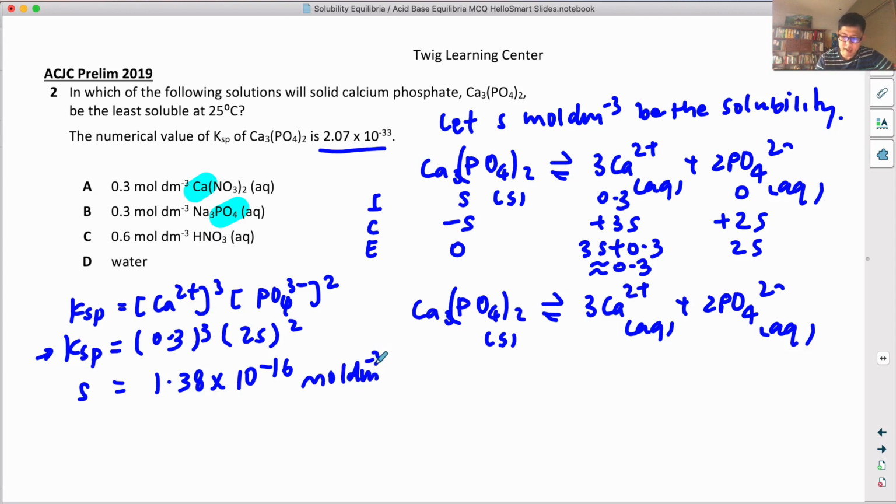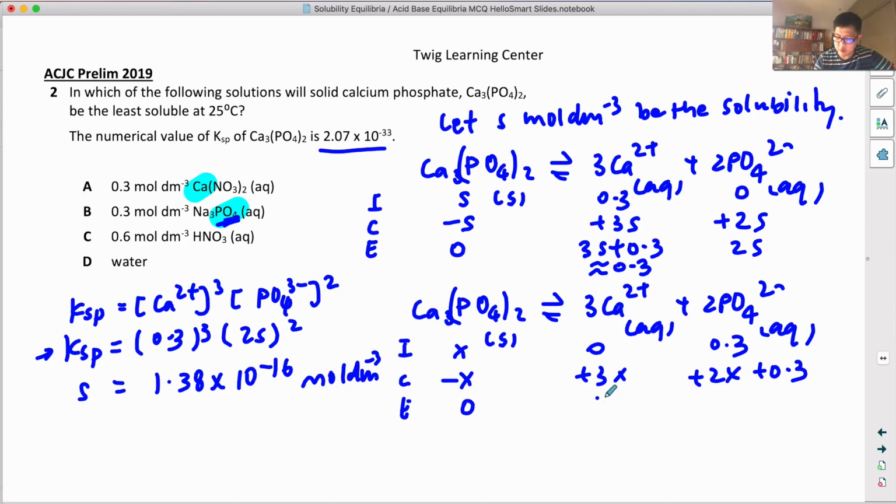All right, for the other one, let's try the second one. I let X be the solubility. But in this case, the phosphate is 0.3. So minus X, plus 3X, plus 2X plus 0.3. This will be 0, this will be 3X, this will be plus 2X. So here it is 2X plus 0.3, which is approximately 0.3. X is very, very small, especially when there's a common ion.